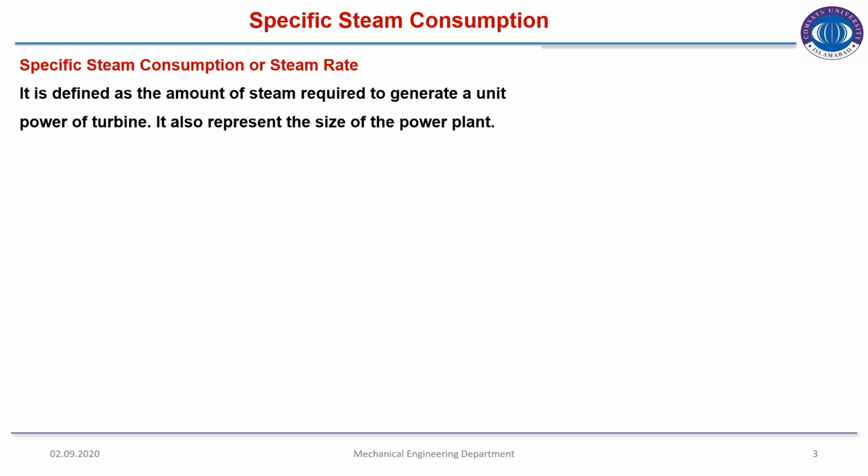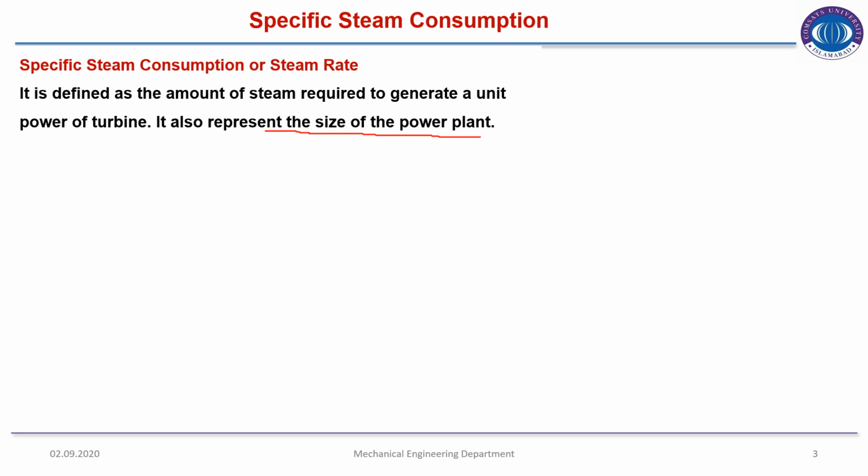Specific steam consumption. So specific steam consumption is also known as steam rate, and by definition, it is defined as the amount of steam required to generate a unit power of the turbine. It also represents the size of the power plant. So this is the physical meaning.